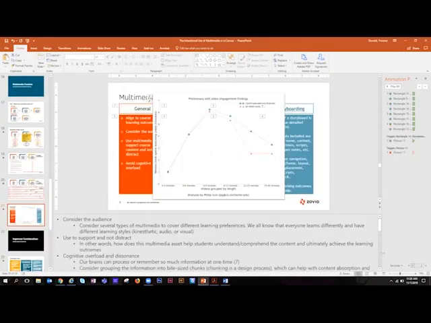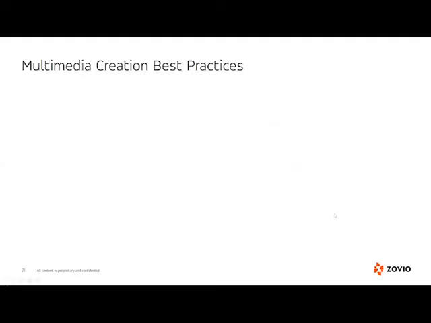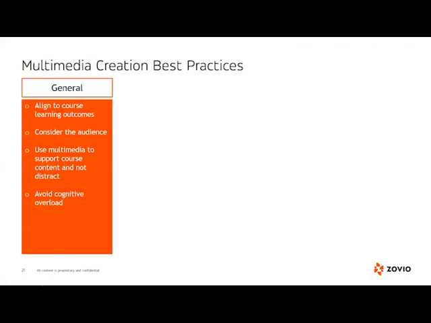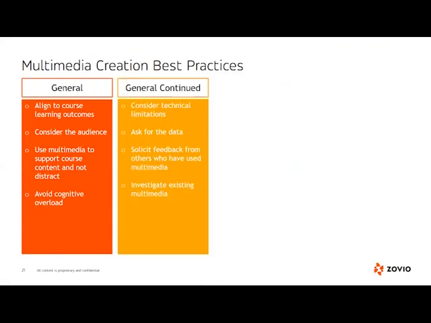All right, moving on to best practices. I know I got a few minutes here, so I'm going to try to quickly go through this. Multimedia best practices for creation. We already mentioned that you want to align any multimedia to course learning outcomes. Essentially, how is this multimedia not only going to help students complete the assignment or assessment, but achieve the learning outcomes? Consider the audience, meaning use a universal design so that all students can use the multimedia effectively. And use multimedia to support course content and not distract.